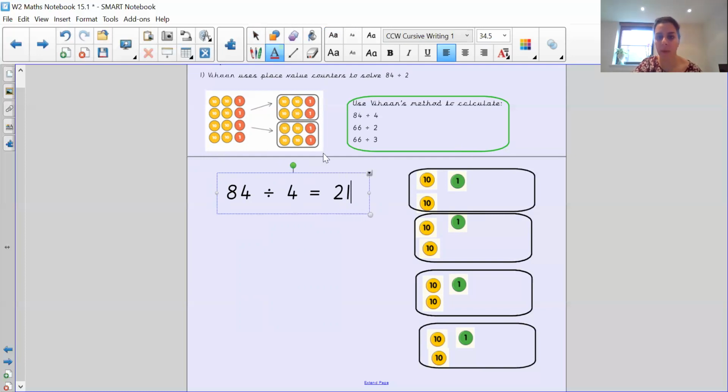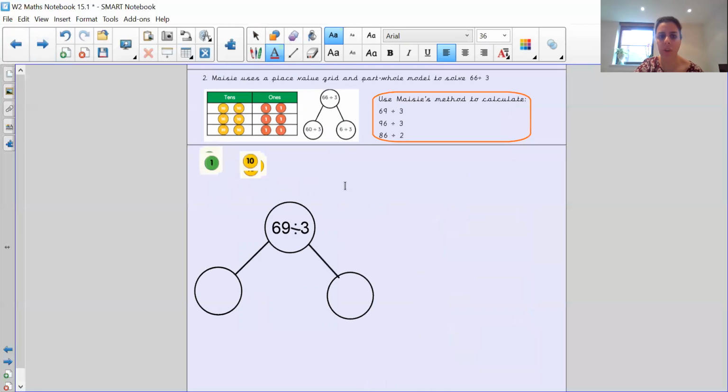That's using Vihan's method. So now if you haven't done them already, I'd like you to now try the same method for 66 divided by 2 and 66 divided by 3. You can draw the boxes, you can draw the counters, anything that you need to help you, that's absolutely fine. I'd like to try those two if you haven't done those already.